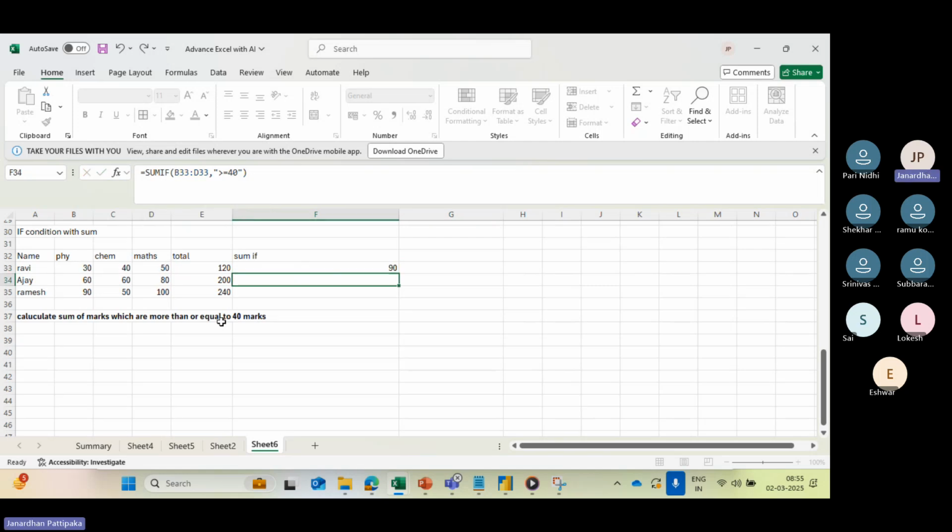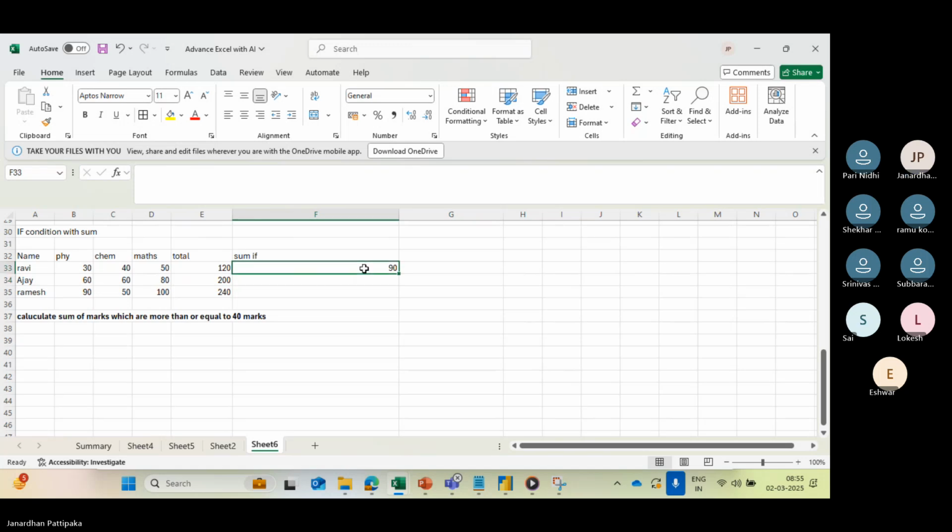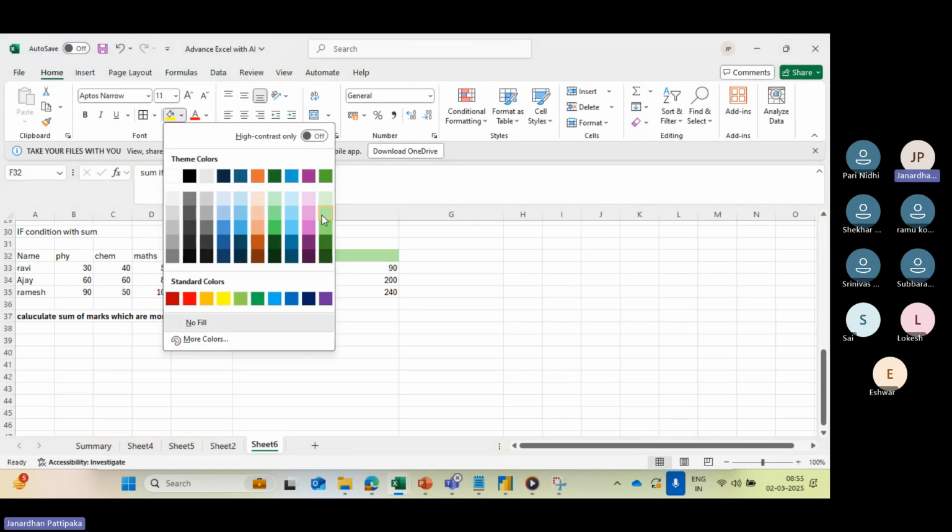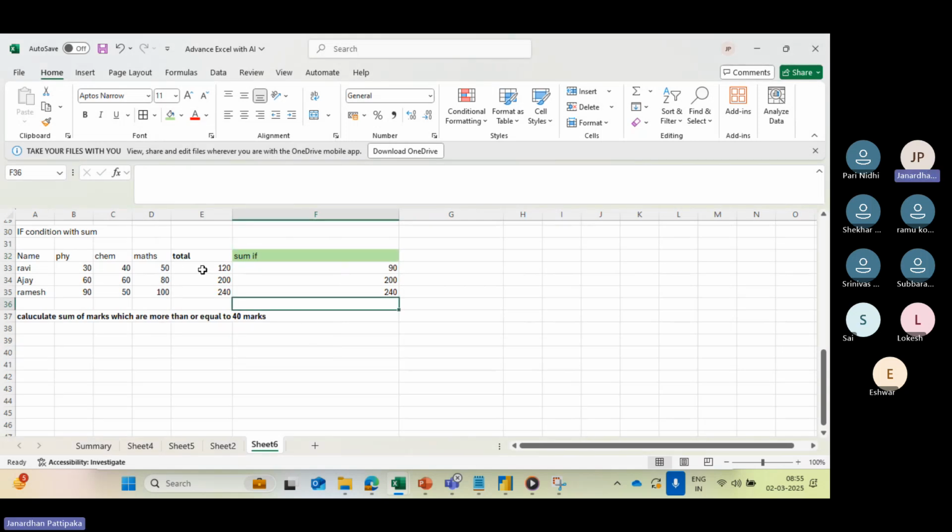Now, if you press enter on the SUMIF, we have the normal total, but this SUMIF is the total that we have done by SUMIF. So what is the internal calculation for this? 30 plus 40 plus 50, you get 120. 60 plus 60 plus 80, 200. 90 plus 50 plus 100, 240. But what is the calculation for this? Only if the mark is greater than or equal to 40, it will add that mark.